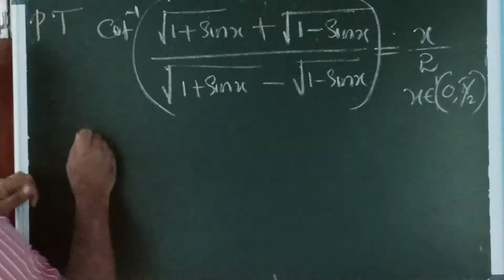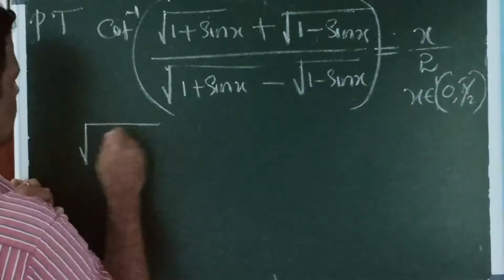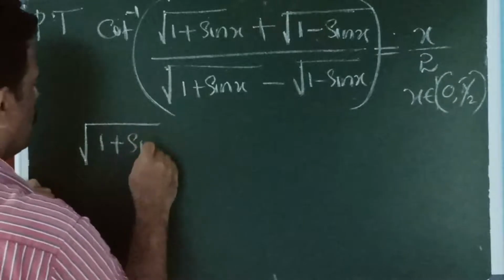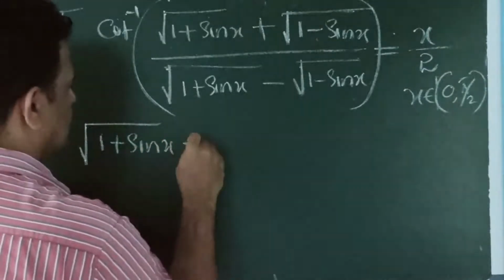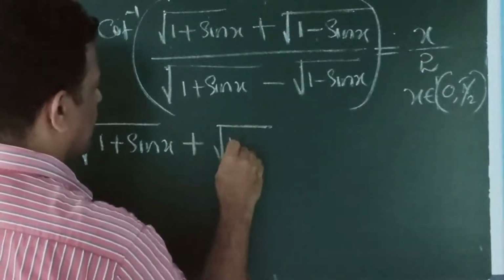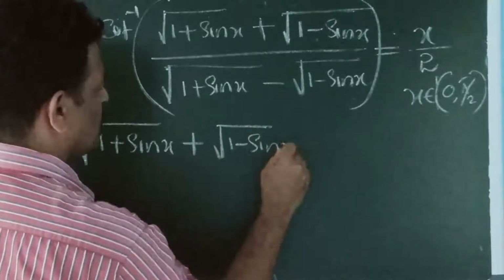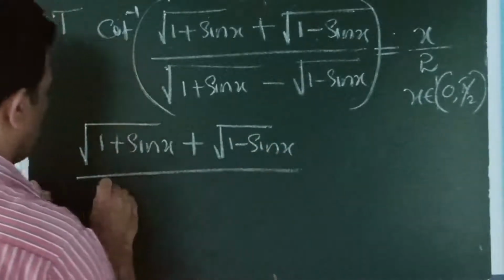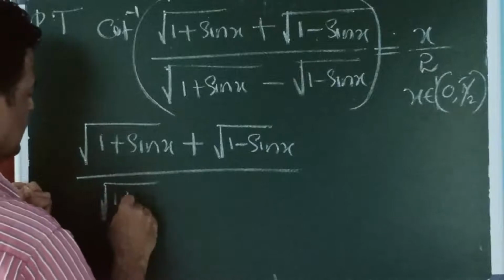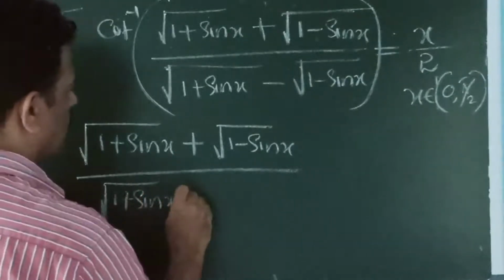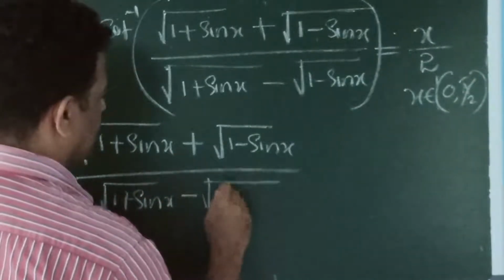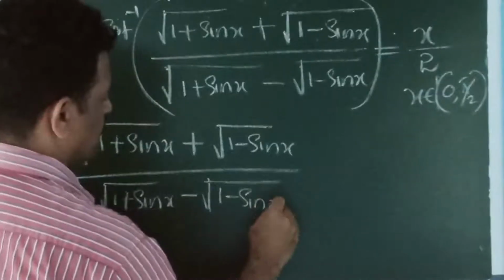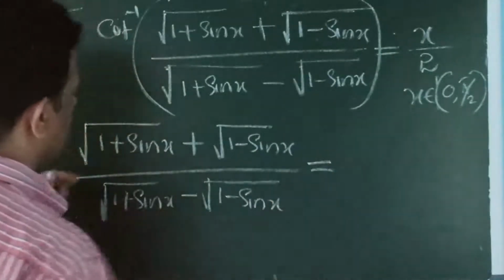I take the expression: root of (1 plus sin x) plus root of (1 minus sin x), divided by square root of (1 plus sin x) minus square root of (1 minus sin x). That is equal to this one.